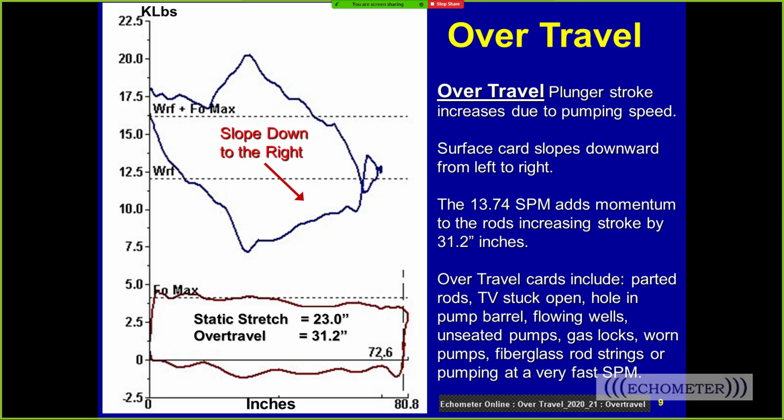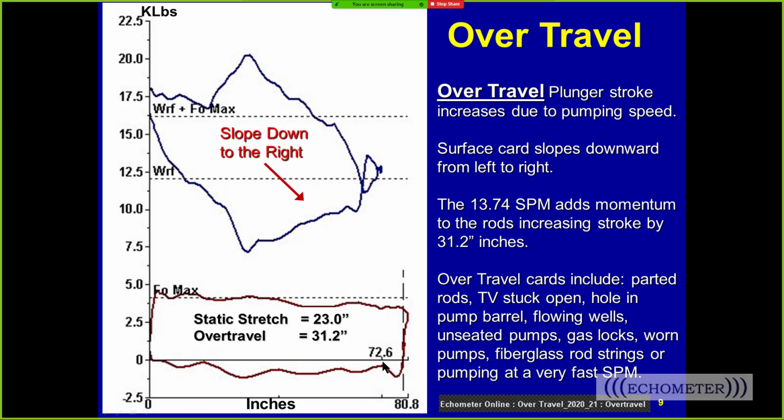When you go fast, this well has almost 14 strokes a minute, then you get a lot of additional downhole stroke due to the acceleration from the pumping speed. And so here we have a static stretch of 23 inches lost surface stroke due to picking up the fluid load, and then we get back 31 inches of over travel due to the high pumping speed, and that results in the downhole stroke being longer than the surface stroke.